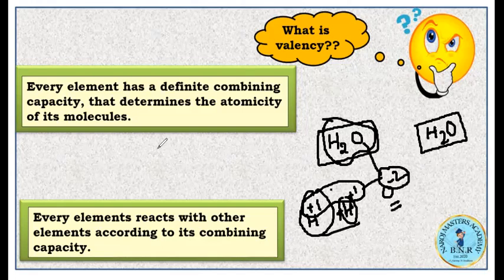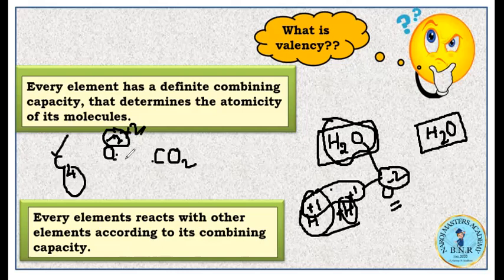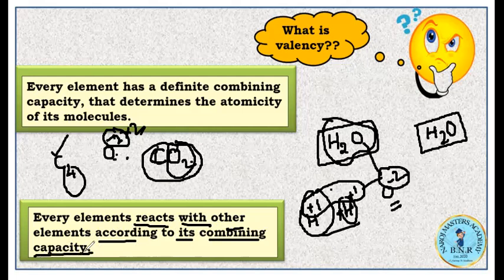At the same time, carbon dioxide, CO2. We know that the combining capacity of carbon is 4 and the combining capacity of oxygen is 2. How many oxygens are required to combine with one carbon? Here 4 is there, here 2 is there. Is it right? So to balance it, multiply by 2 oxygens. That's why O2, two oxygens combined with one carbon, form carbon dioxide. It means that every element reacts with other elements according to its combining capacity. Is it right?